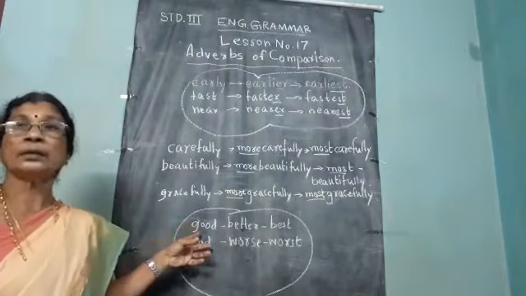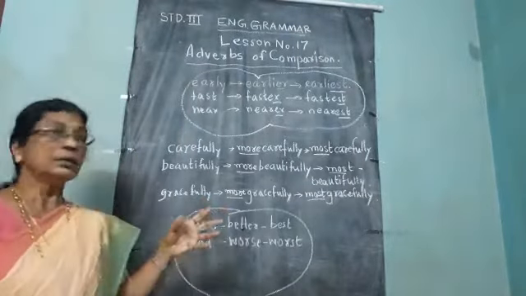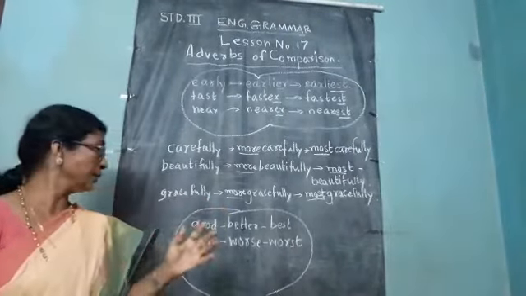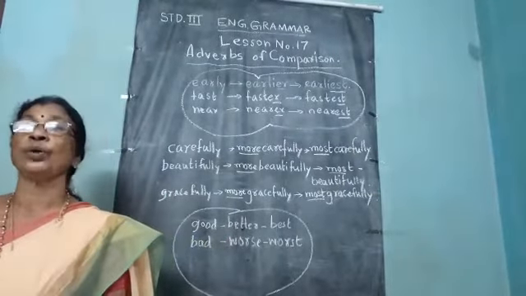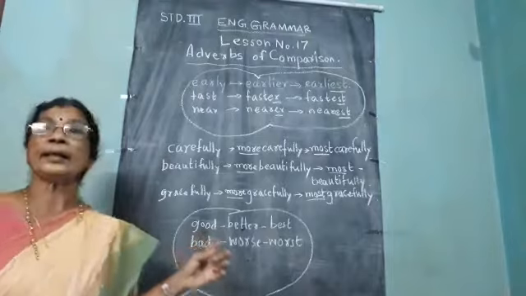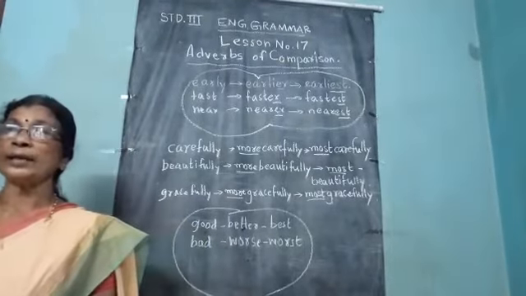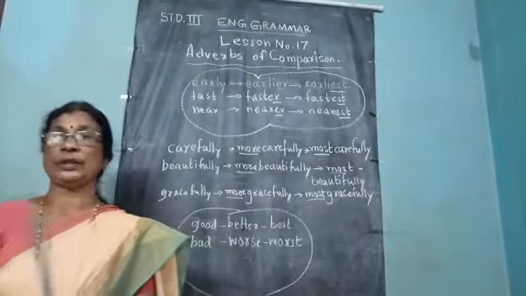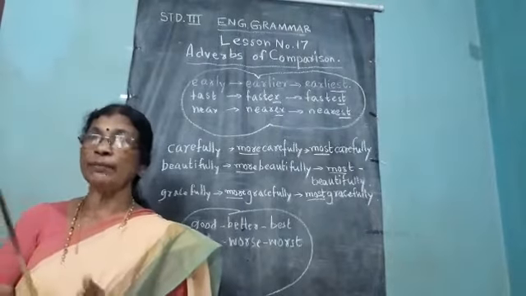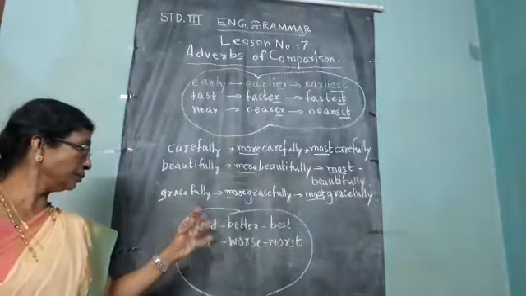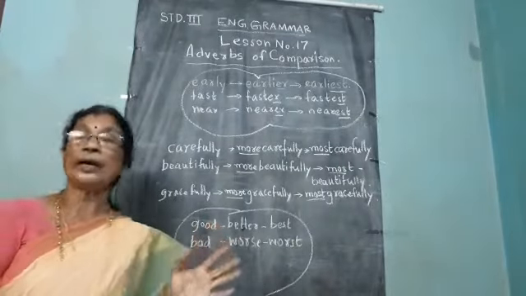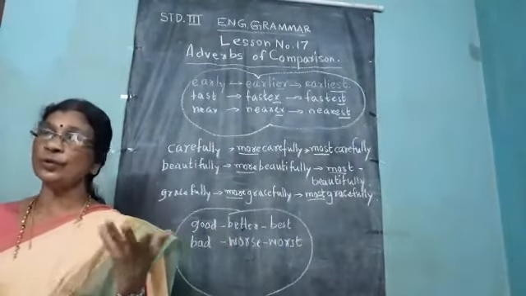Then some you have to study by heart also, that it has no rule. So there in the comparative we add more and in the superlative we add most. Okay, more quickly and most quickly. So some adverbs we have to study by heart. It has no rule.